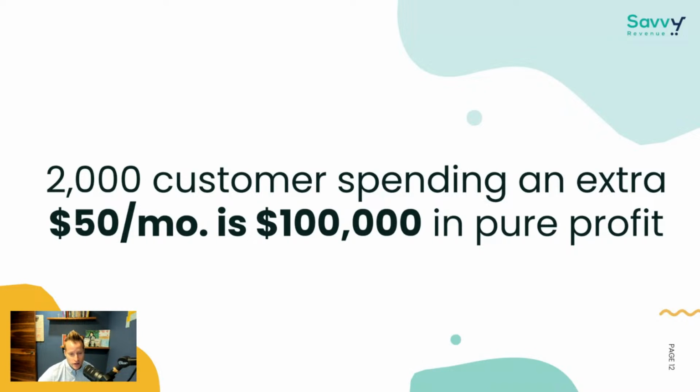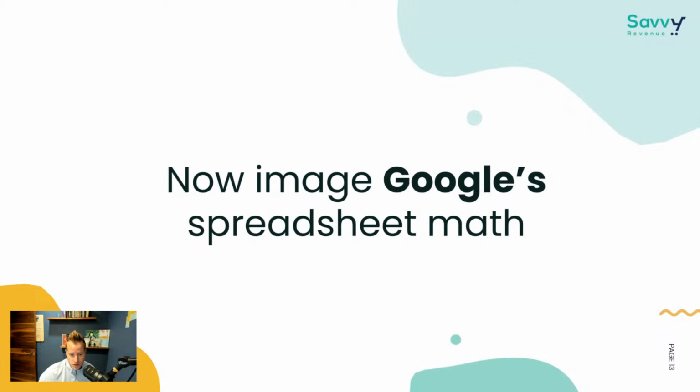That was $100,000 in pure profit every single month. We wouldn't have to do much more. It could be handled by the same people sitting with it. That's amazing math. Now imagine Google spreadsheet math. And that's where I sit and I go, okay, this is really, really interesting. And if I was Google, I would start doing this.